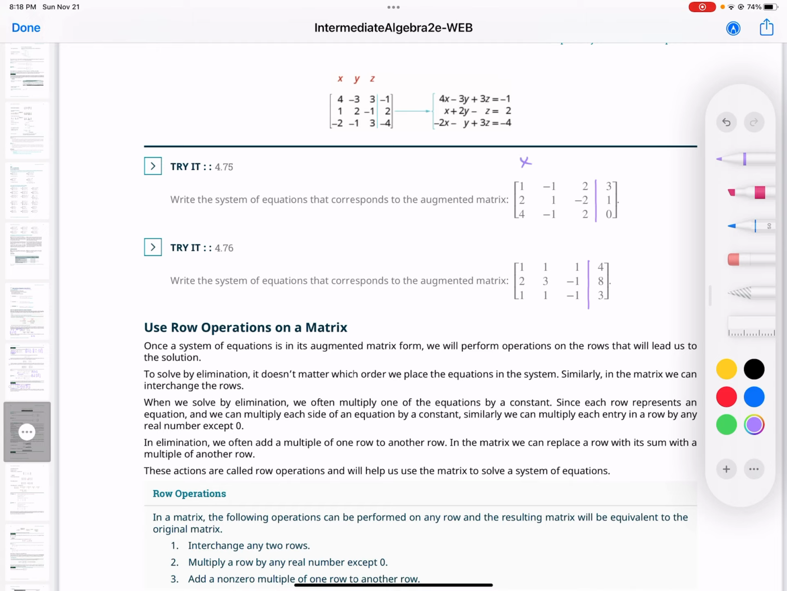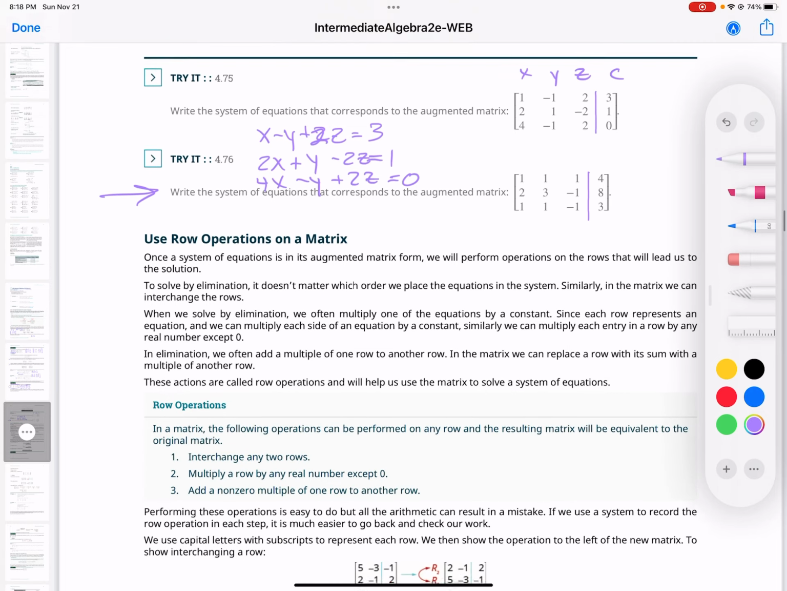Again, this is your x, your y, your z, and your constant. So we've got x minus y plus 2z equals 3. 2x plus y minus 2z equals 1. 4x minus y plus 2z equals 0. And then I'll let you give this one a try if you're up for that.